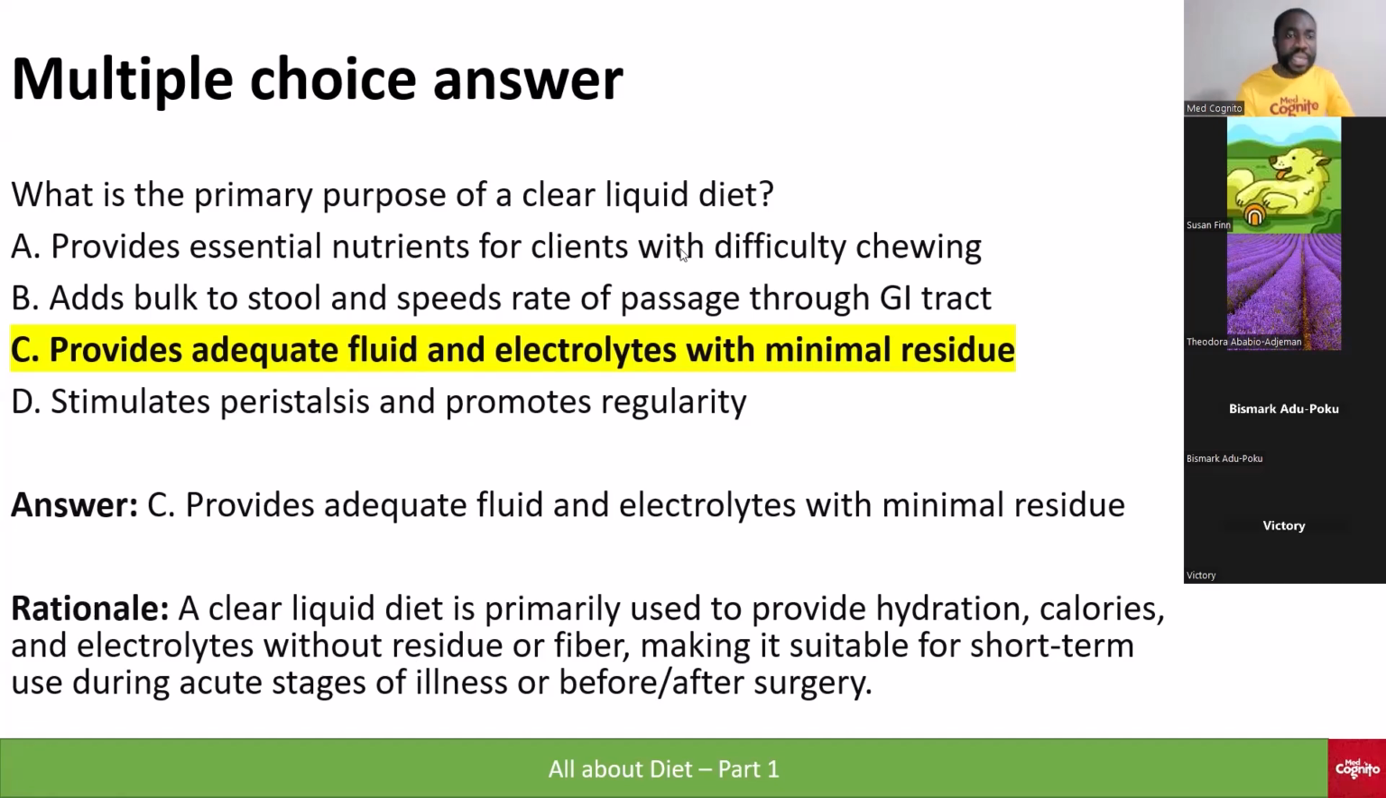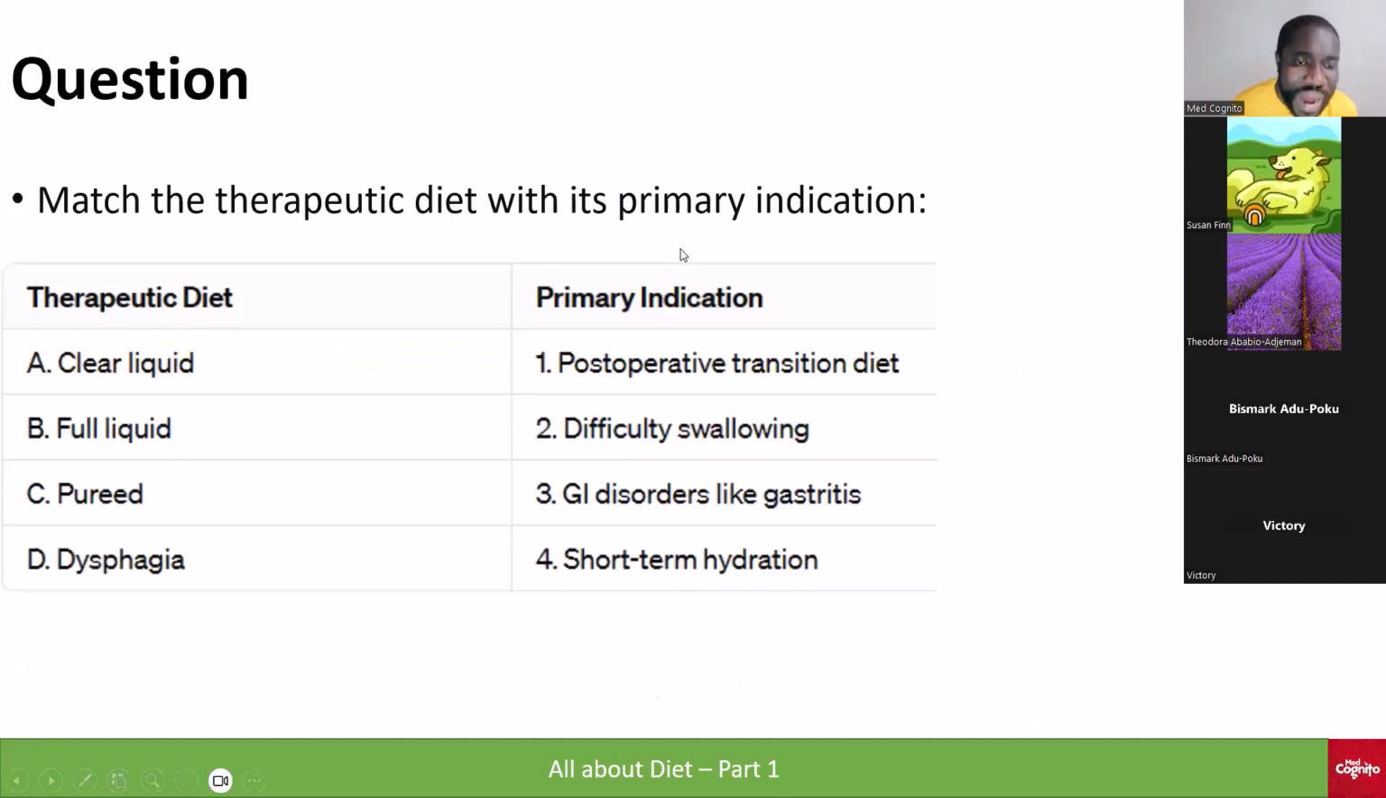Okay. Next question. Match the therapeutic diet with its primary indication. Remember that in the NCLEX exam, there can be drag and drop and all those things. So if A goes with 4, just write A4, and so on. Basically, you are matching the therapeutic diet with the primary indication.